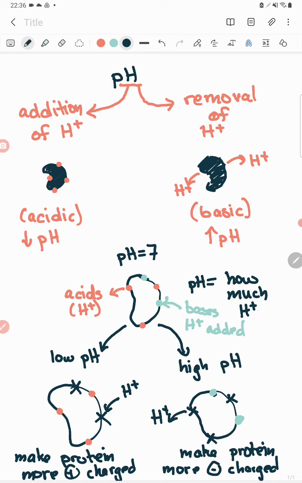This means that if, as far as biologists are concerned, you start out with a protein that has a certain mix of positives and negatives, depending on whether or not you have it in a low pH solution or a high pH solution, it is going to look different. It's going to behave differently. It's going to either lose positive charge or gain positive charge.